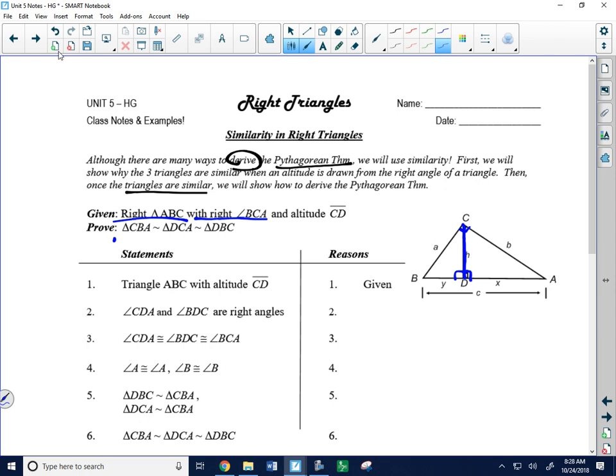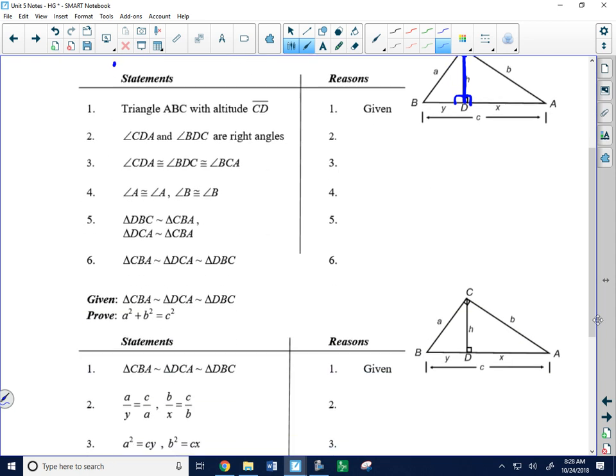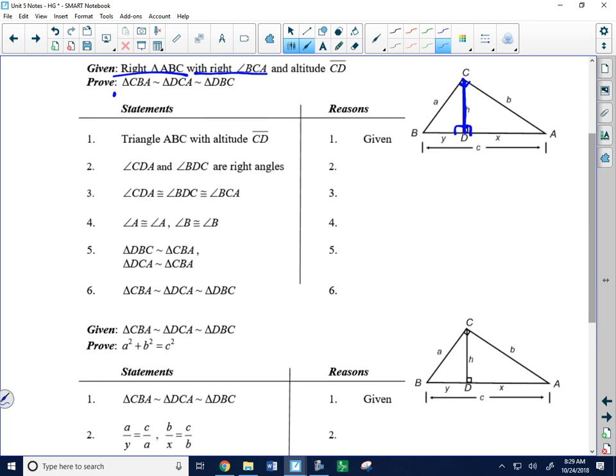Okay, let's see. So, similarity in right triangles. Let's prove the triangles are similar. What I've done here is give you the statements. We'll discuss them, but then we're just going to fill in the reasons. All right, so first we start with the right triangle, the right angle, and an altitude. That's given. Angles CDA and BDC, which I already marked up here, are right angles. I kind of already mentioned it's because of an altitude.